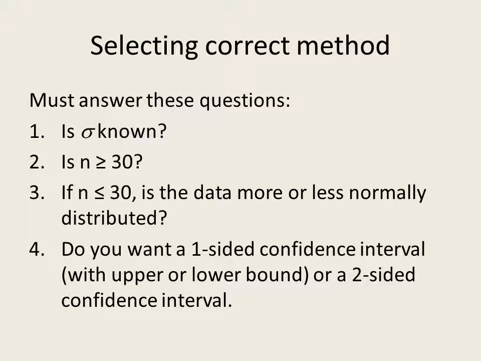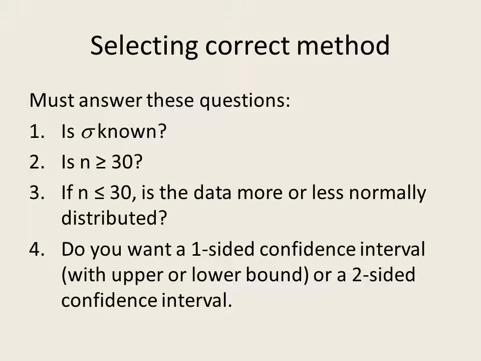If n is less than or equal to 30, then you need to be given information about whether the underlying population is more or less normally distributed. If it's more or less normally distributed, then you can go ahead and use the student's t-distribution and proceed. If you have reason to believe that the underlying population is not normally distributed, or you can't make any sort of convincing case, then you really don't have an option. You'd have to wait for one of the sections later in this chapter when we talk about nonparametric methods.